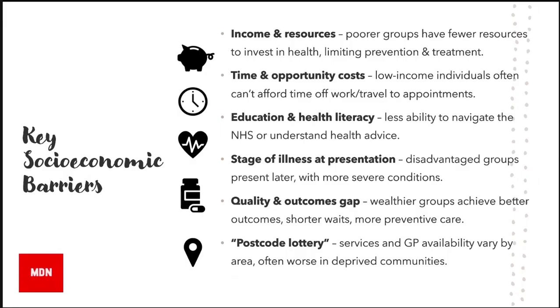Income and resources. Even though the NHS is free at the point of use, wealth still matters. Wealthier people can afford healthier lifestyles, private healthcare, and additional resources, for example, specialist visits. Poorer people often live in environments with more health risks, like pollution, stress, and unsafe work.